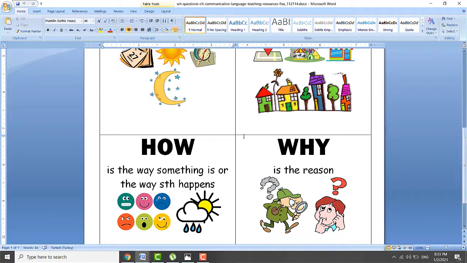And then you have how and why. Okay? So how is the way something is or the way something happens. Okay? How old are you? How are you? How often do you play football? How much is that wallet? Okay? And why is a reason. Okay? So, why are you angry? When you use why, usually you answer with because. Okay? Why are you angry? I am angry because I lost the game.